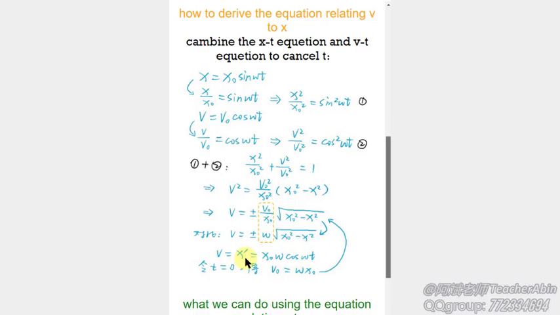And the derivative of x with respect to t is just the velocity v. So what we get is a v-t equation. Compare it to the previous v-t equation, or just set t equal to 0 in the equation, and we'll get v sub 0 equals omega x sub 0. Then plug it into this equation. We'll get this equation, the equation we are asked to derive. So that's for question 3.